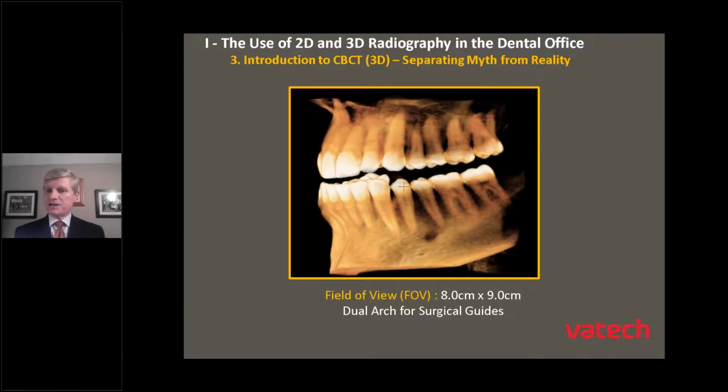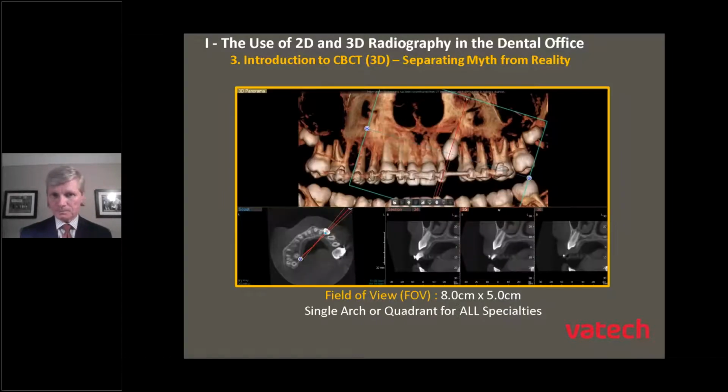8x9. Now we're getting down to a field of view that would generally be considered the minimum scan size for those looking to incorporate surgical guides within their office for implantology. Most implant or guide manufacturers generally want to have a field of view at least 8 centimeters in diameter to work with, to capture up to and maybe perhaps past the second molars when doing a surgical guide.